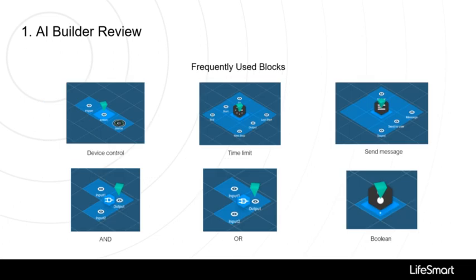Next, I will introduce some frequently used blocks. These function blocks are used frequently in our normal AI design. First, on the top left corner, you will see a device control block. With the device control block, you can easily control some simple devices such as switches and plugs. You can use this device control block to realize the turn on or turn off actions of these simple devices.